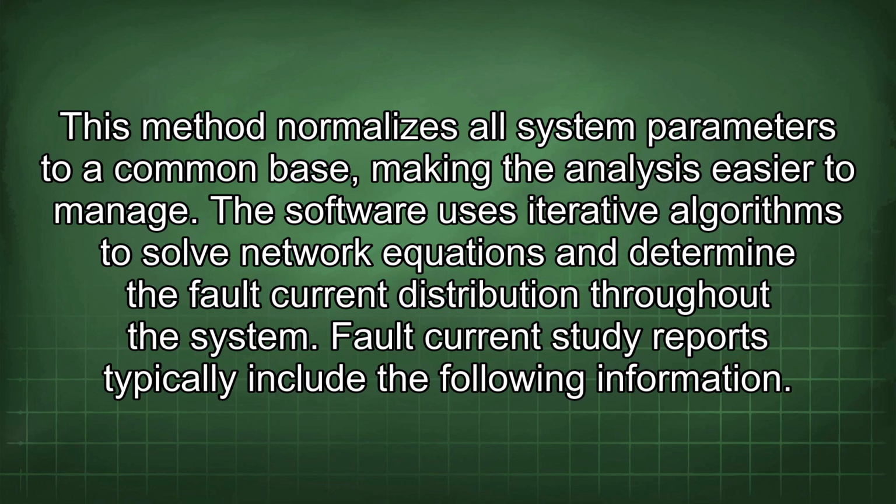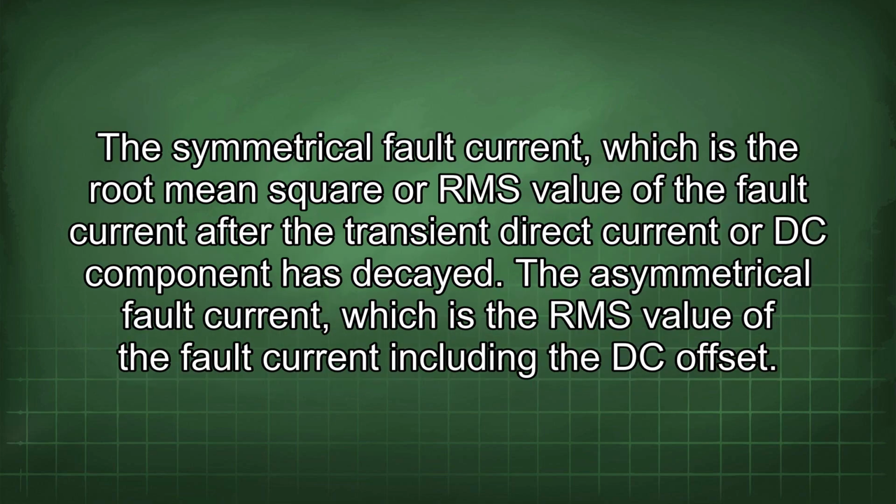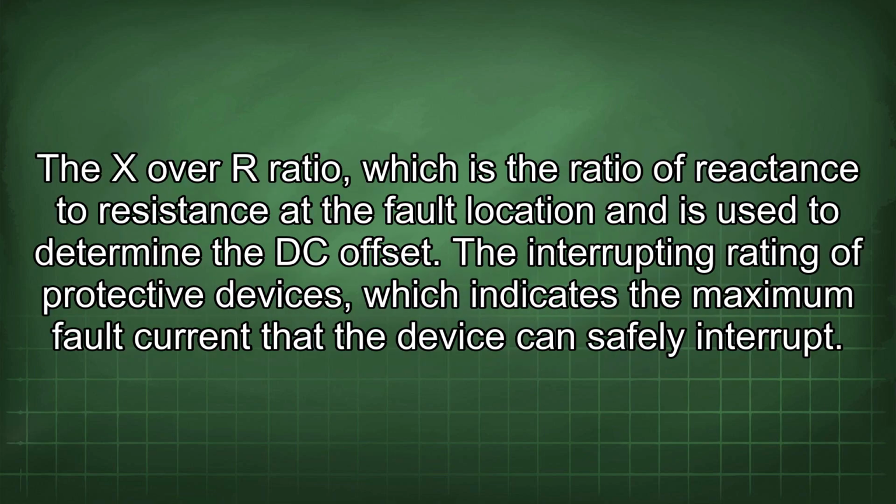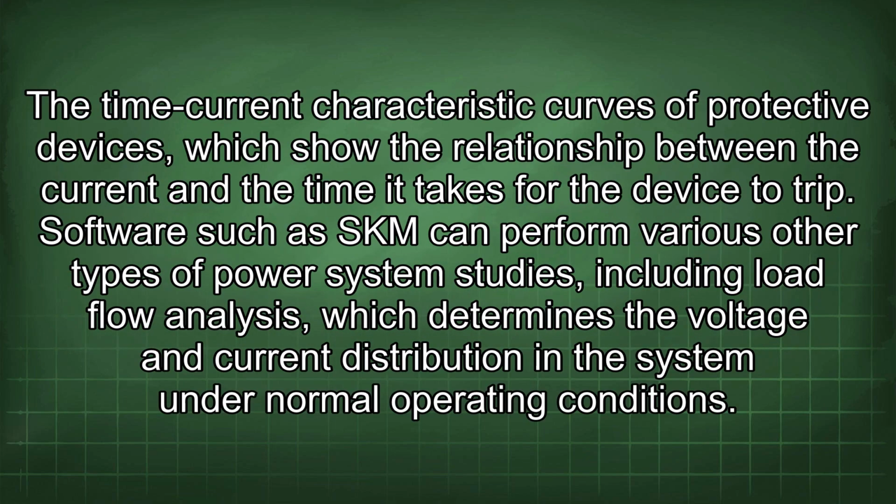Fault current study reports typically include the following information: the symmetrical fault current, which is the root mean square, or RMS, value of the fault current after the transient direct current, or DC, component has decayed; the asymmetrical fault current, which is the RMS value of the fault current including the DC offset; the X over R ratio, which is the ratio of reactance to resistance at the fault location and is used to determine the DC offset; the interrupting rating of protective devices, which indicates the maximum fault current that the device can safely interrupt; the time current characteristic curves of protective devices, which show the relationship between the current and the time it takes for the device to trip.